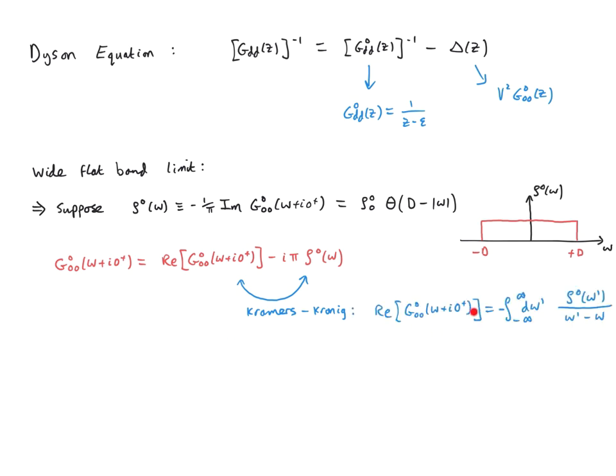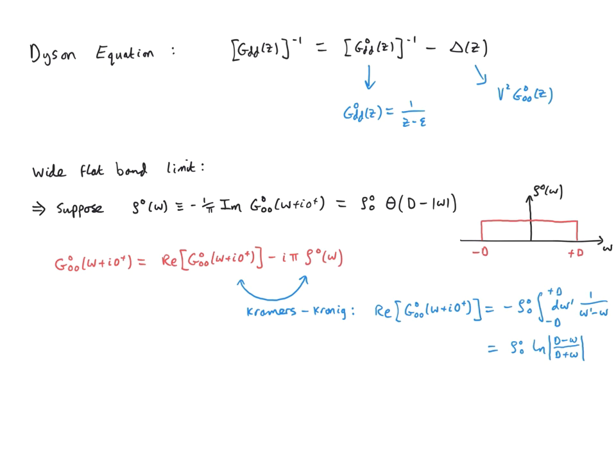Specifically, I can write the real part of g00 as minus the integral d omega primed over all omega primed of the density of states rho 0 of omega primed over omega primed minus omega. And here it's understood that I'm taking the principal value integral. That just means that we're avoiding the poles downstairs here. Now, if we insert the specific flat density of states inside our band of half-width d, then this integral simplifies. We simply have minus rho naught times the integral inside the band from minus d to plus d of 1 over omega primed minus omega. This integral simply evaluates to rho naught times log of d minus omega over d plus omega.